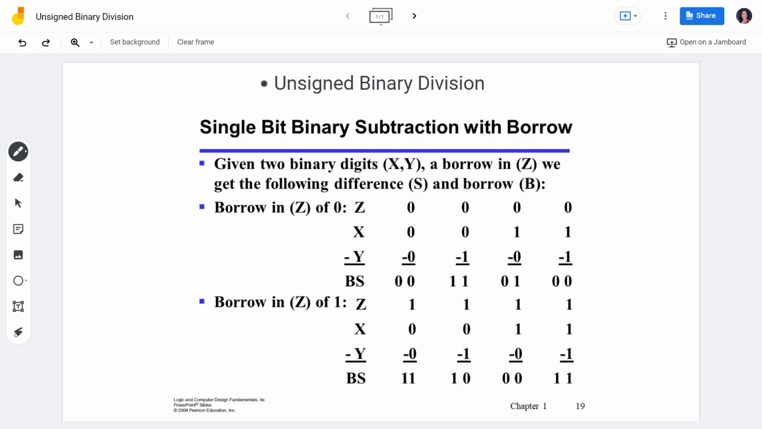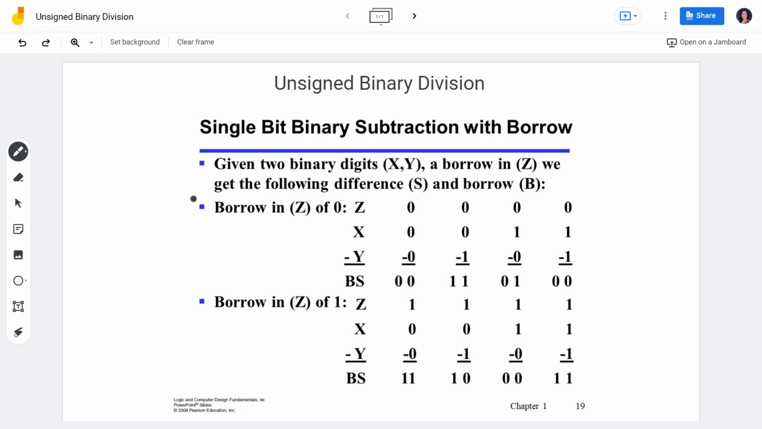But before we continue with our illustration and demonstration of how to do binary division, let's review single bit binary subtraction with borrow. This is very important because, just like in the decimal number system, when we divide a number, part of the division process is subtraction. That's why we have to review binary subtraction here, because it's also used in binary division.